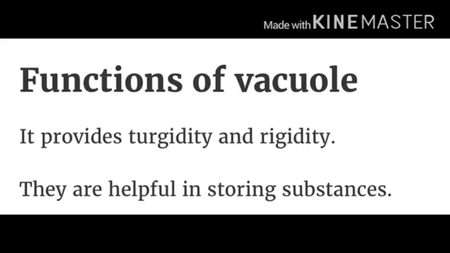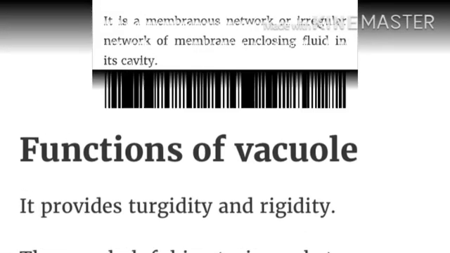Function of vacuoles. It provides turgidity and rigidity. They are useful in storing substances. The sac-like structures present in the cytoplasm are called vacuoles. The vacuoles in plant cells are large. In animal cells, vacuoles are less frequent and smaller in size. Vacuoles store soluble food, waste and excretion of the cell, dissolved in water as cell sap.